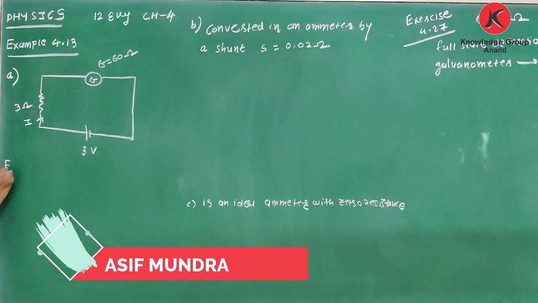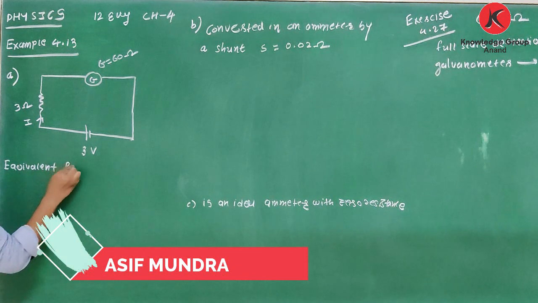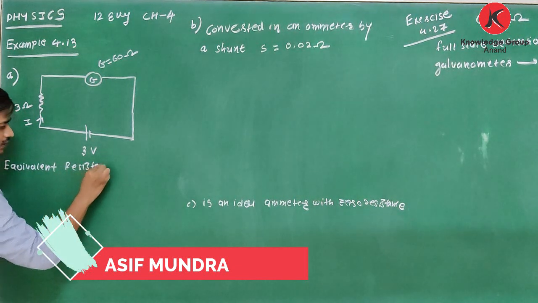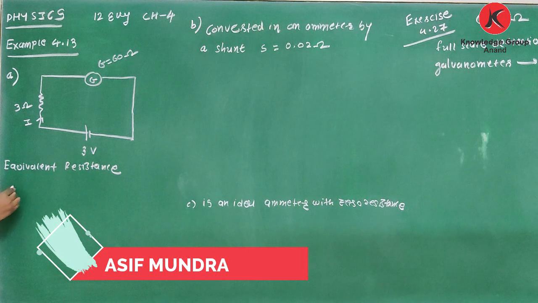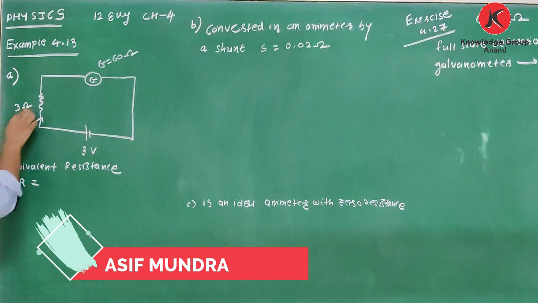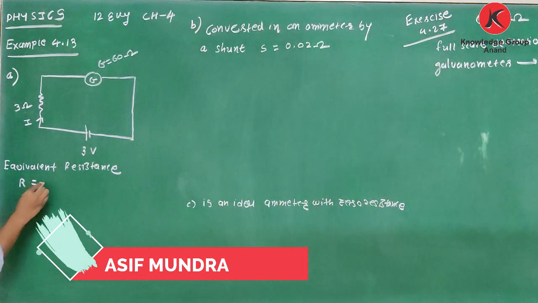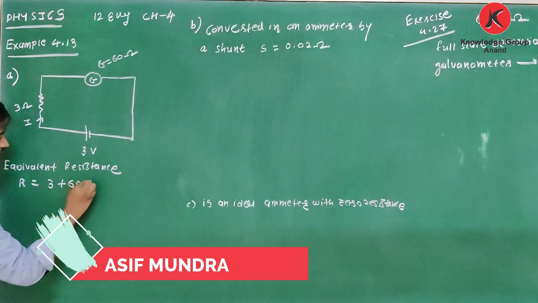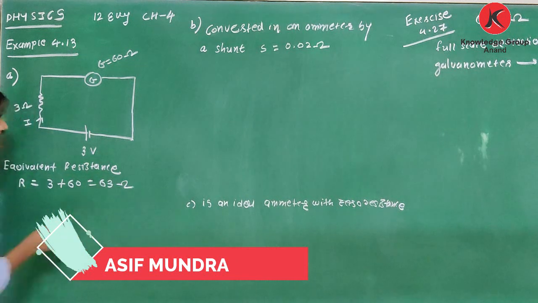What is the equivalent resistance here? It is R equal to 3 and G. This 3 ohm and this G are in series connection. So it is 3 plus 60, which is equal to 63 ohm.